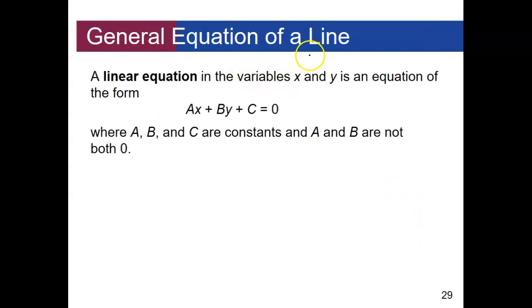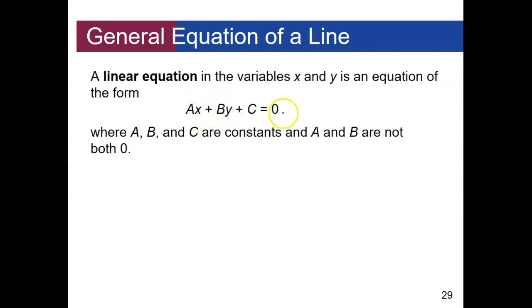Okay, the general equation of a line, personally, I don't prefer this in very many situations. Sometimes it's asked for with the direction, so just be careful about that. But a linear equation in the variables x and y is an equation of the form ax plus by plus c equals 0, where a, b, and c are constants, and a and b are not both 0.